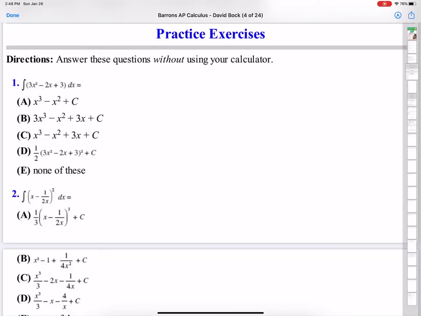Today I'm going to solve practice exercise problems. It has 80 problems about indefinite integration. It's all about integrals, okay? Let's just start from number one.